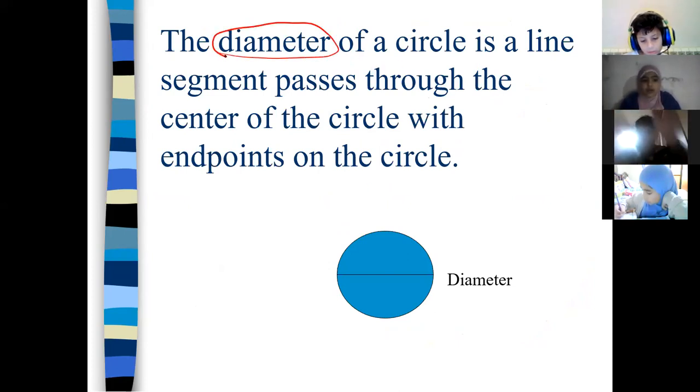What do I mean by diameter? The diameter of a circle is a segment that passes through the center.